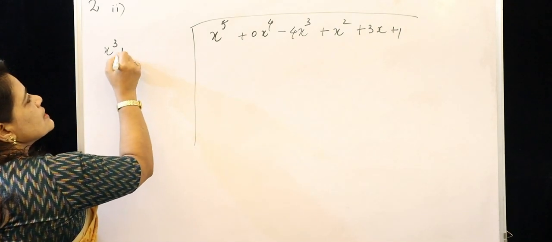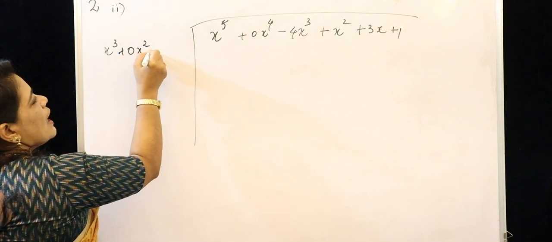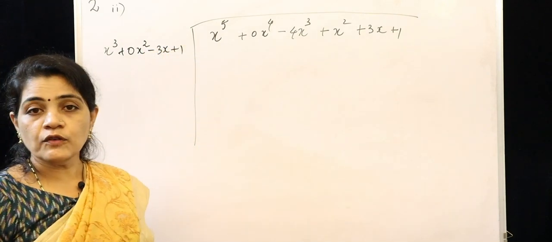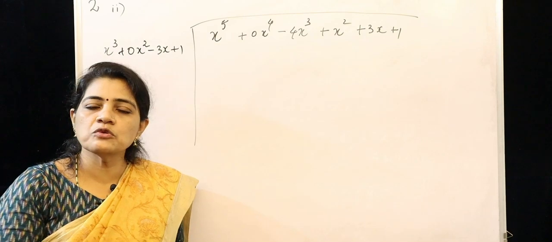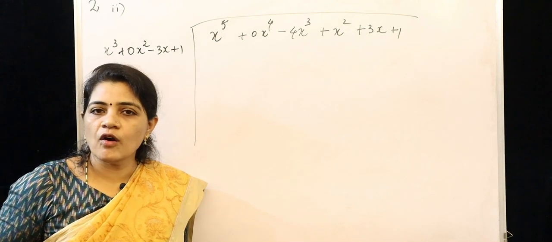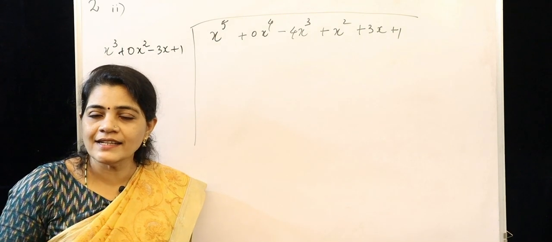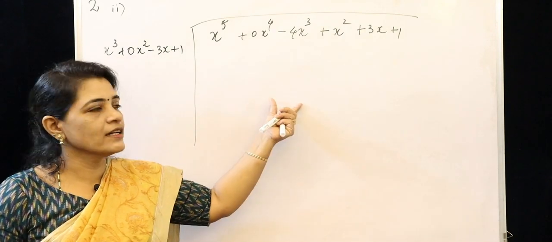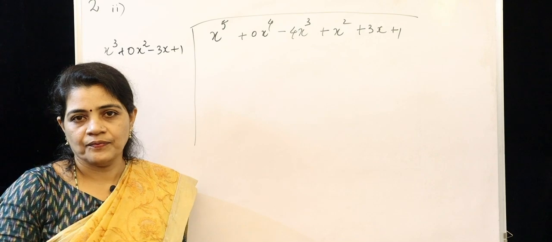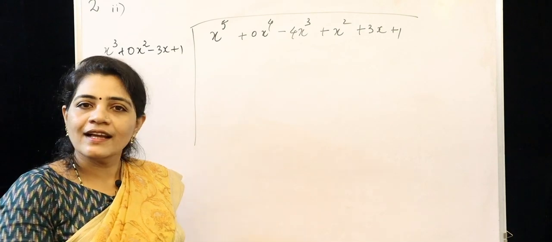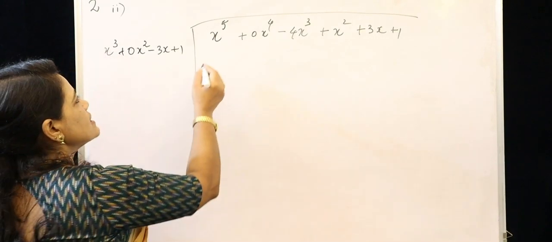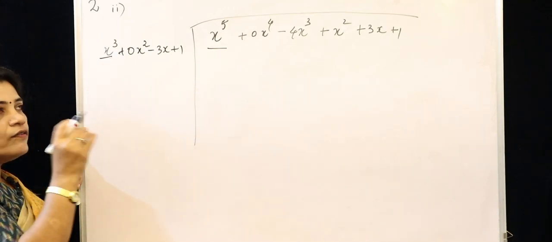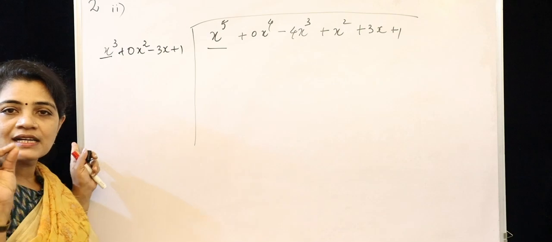That is plus 0x² minus 3x plus 1. That would be better. Okay, so as usual we can continue this long division process, and if you are getting the remainder 0, you can say that this g(x) is a factor of p(x). Okay, children, so we can consider the first term, that is x⁵. Here x³, we are dividing always with the first term in the g(x).